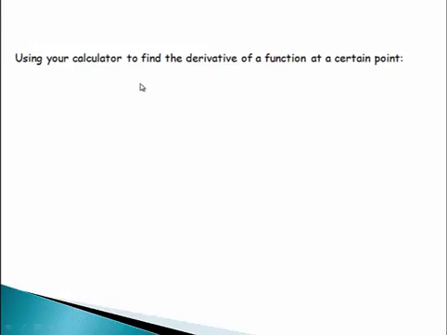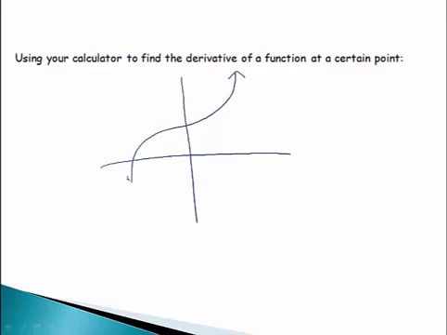Alright, so let's just back up for a second and talk about what the derivative is again. If this is my function, and I say find the derivative of my function at the point 2 comma 6, what am I asking you to do? Go over to 2, go up to 6, just pretend that there's a point there, and I want to know the slope of the tangent line. So I'm looking for the slope of your tangent line.